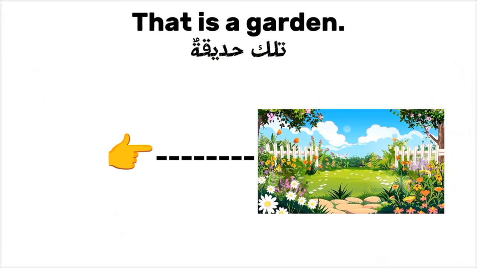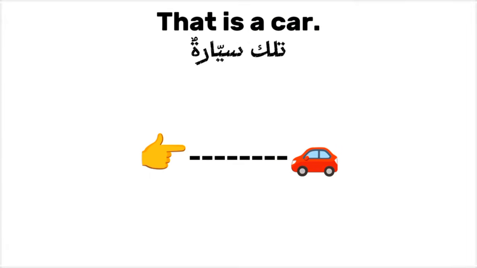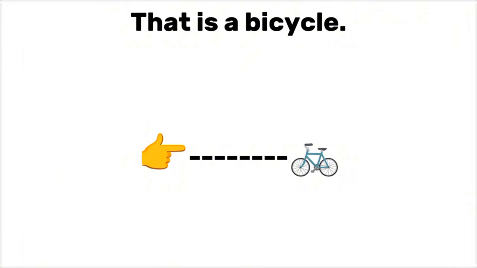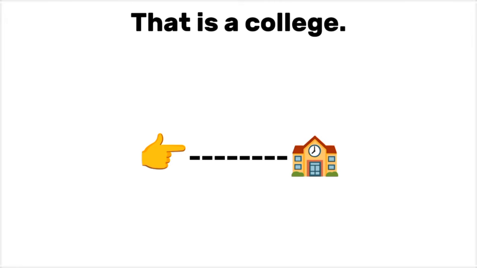Tilka Haqibatun. That is a fan. Tilka Mirwahatun. That is a car. Tilka Sayyaratun. That is a bicycle. Tilka Darwajatun. That is a machine. Tilka Makiniyatun. That is a college. Tilka Kalayatun.